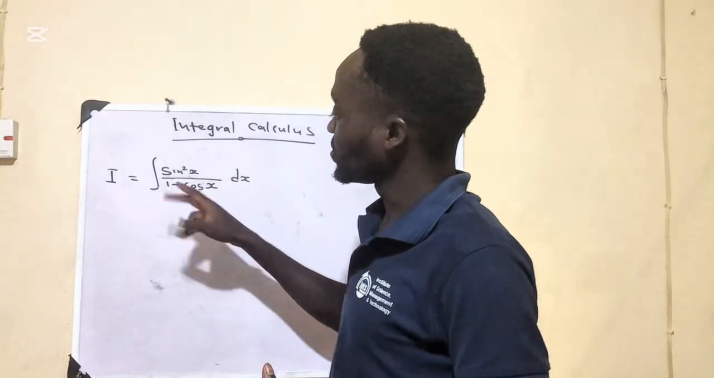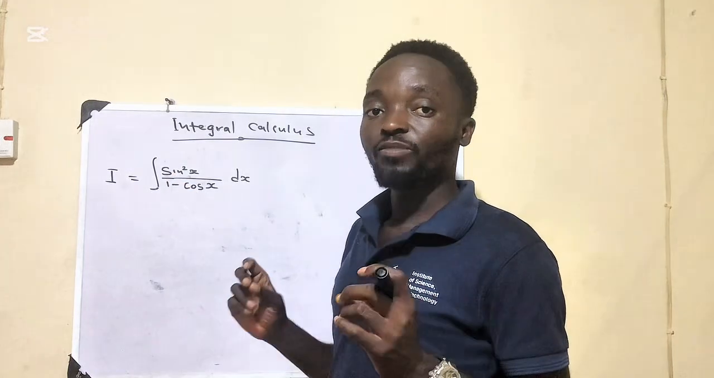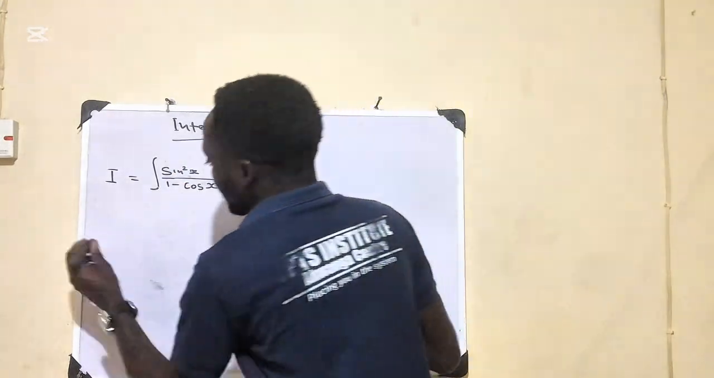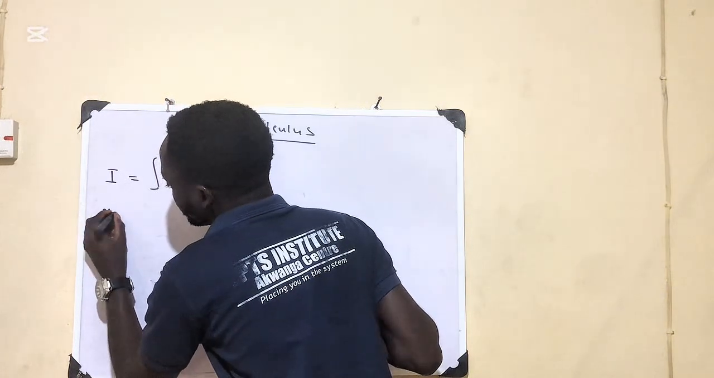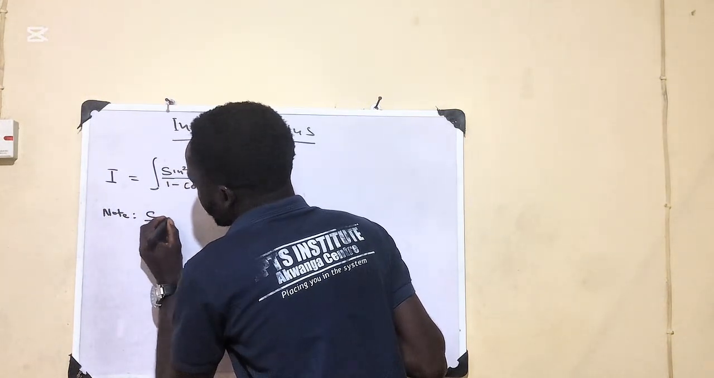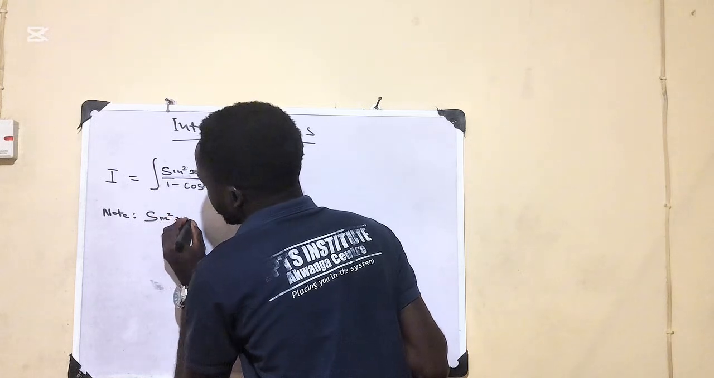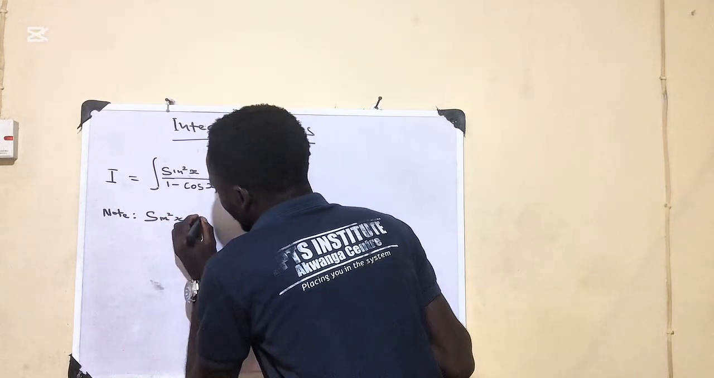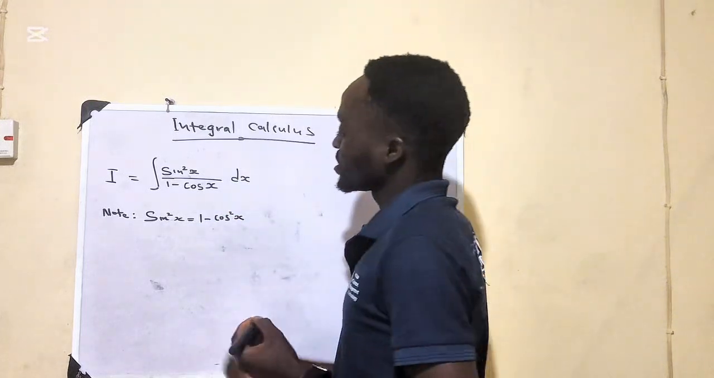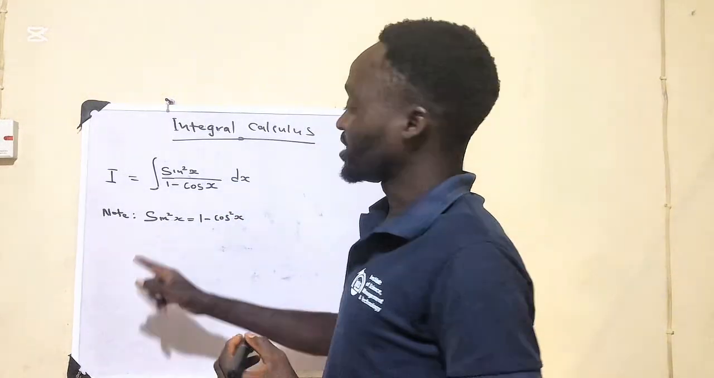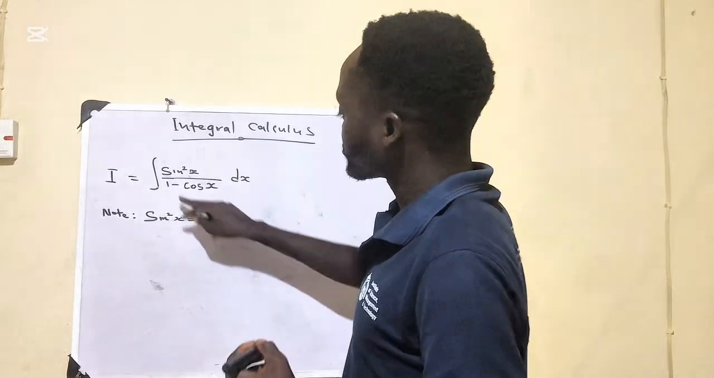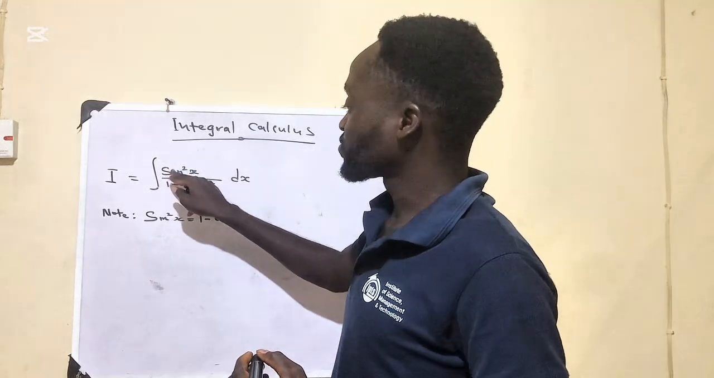Firstly, I want you to know that for this one, there's what we call a trigonometric identity, or trig identity. So first we write a note. The trig identity says that sine square x is the same thing as 1 minus cos square x. So this is a trigonometric identity. We can now substitute it into this sine square x that we have.